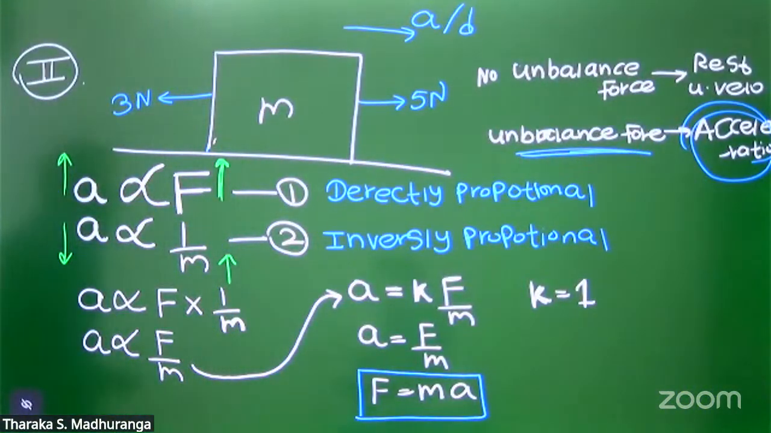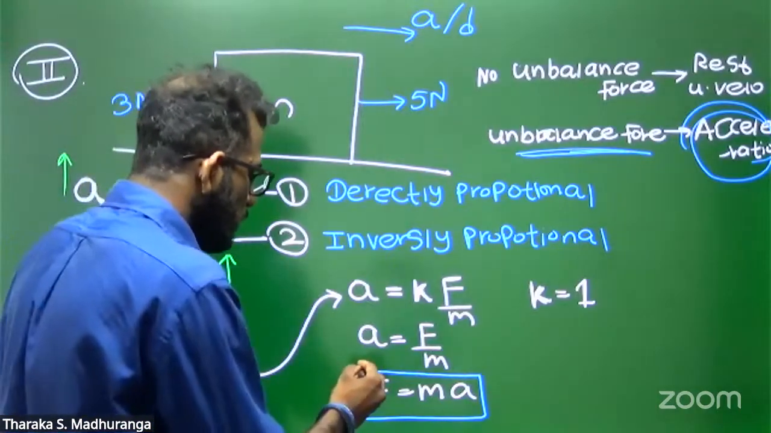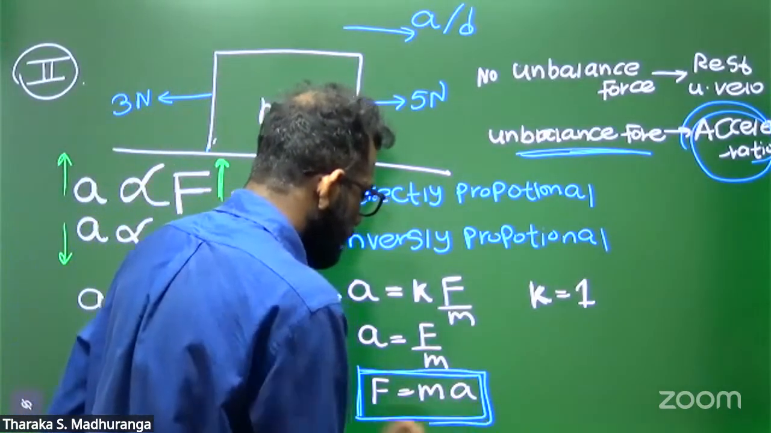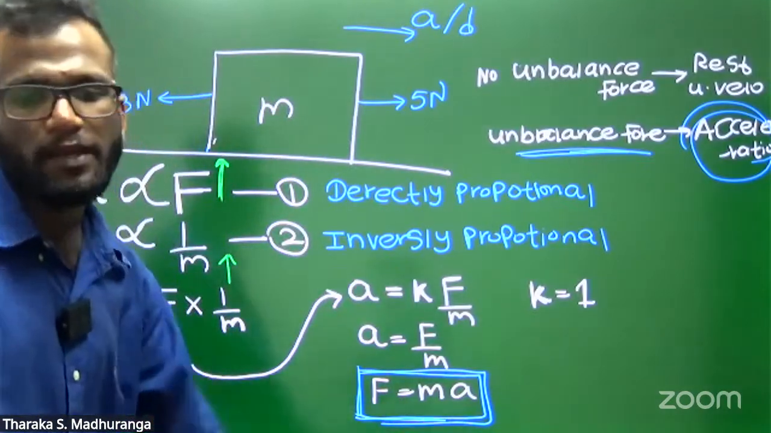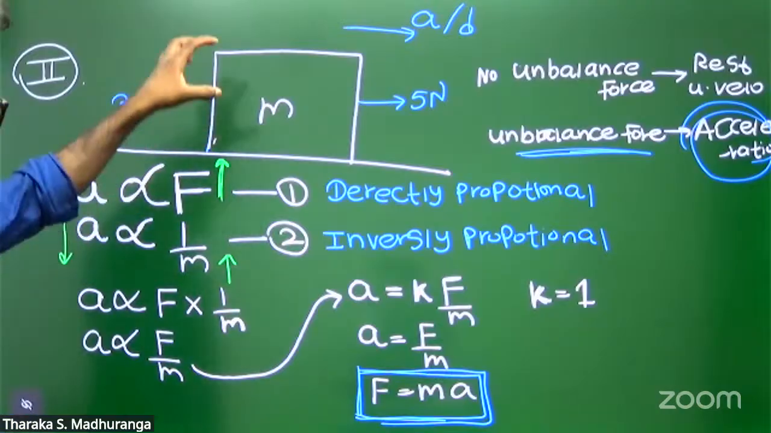Understood? That's why F equal ma, the common equation of Newton's second law, is coming. Newton's second law common equation F equal ma is coming because of this calculation.